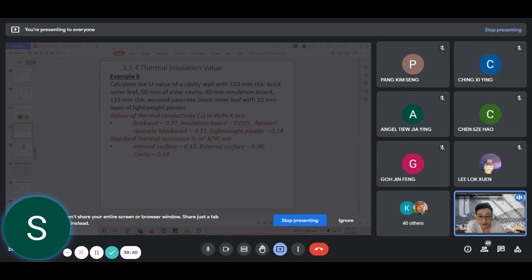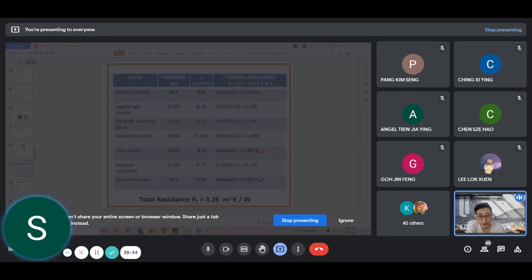Okay, so you have surface resistance internal. You don't have to multiply anything because there's no thickness. It's a standard value. Same goes for external. Then for air gap, it's also the same. So the only thing you need to multiply is the thermal resistance for the material, which is d over lambda.